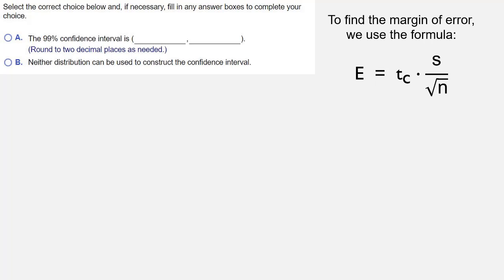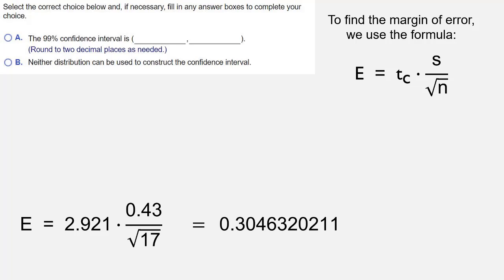We use this t_c value to form the margin of error. Error is given by t_c times s over the square root of n. So we use that t_c value of 2.921 along with the standard deviation of 0.43 over the square root of 17. So we've got 0.3046320211. Rounded to 2 decimal places is 0.30.